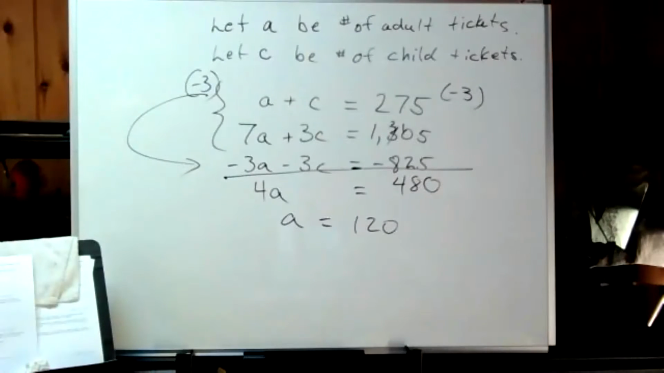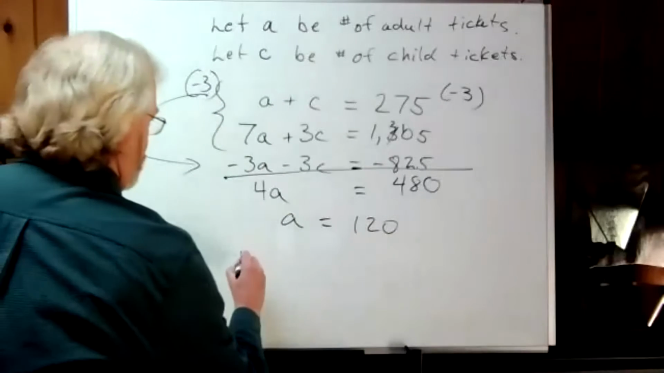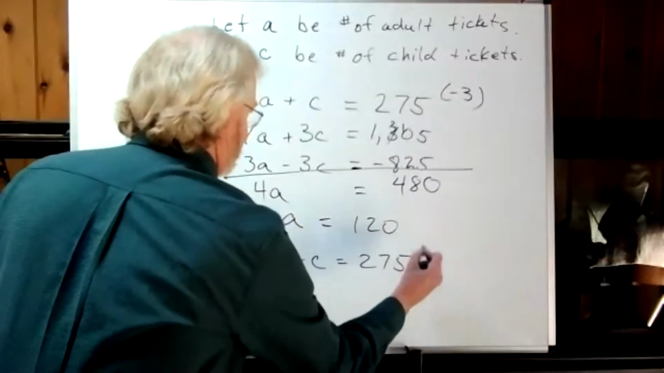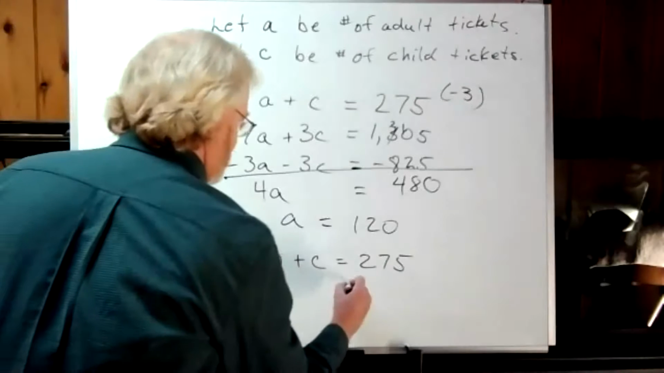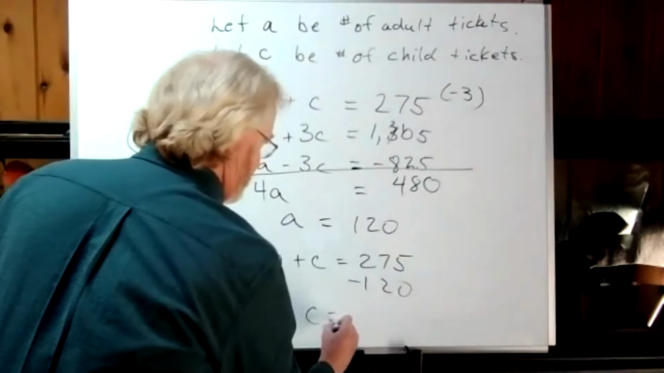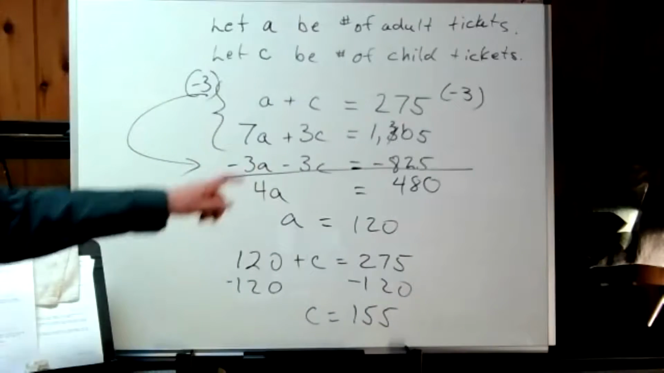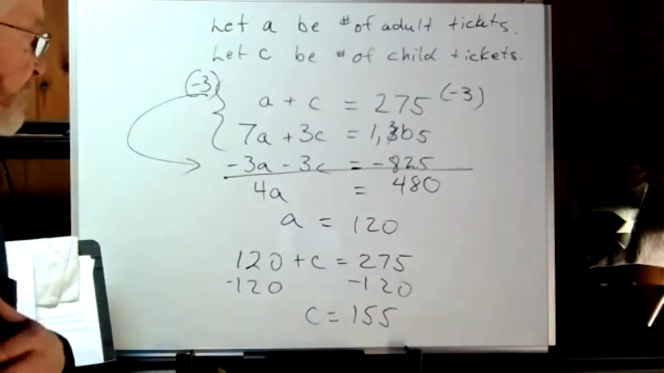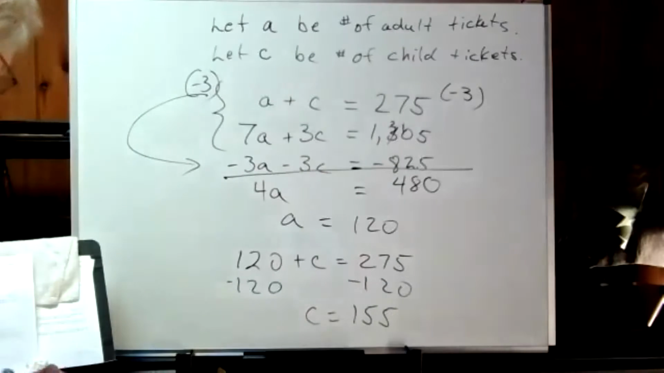Okay. And now I've got to find the number of child tickets. I probably use this first equation and say 120 plus the C added up to 275 total. Subtract the 120. And what's that, 155? There were 155 child tickets sold. Hope that helped, walking through like that.